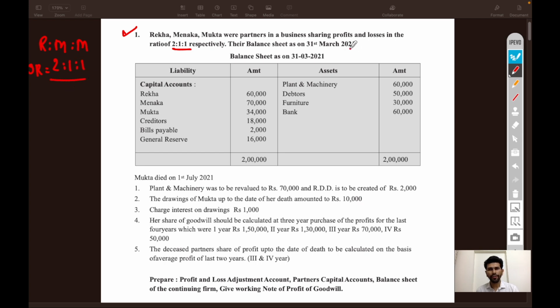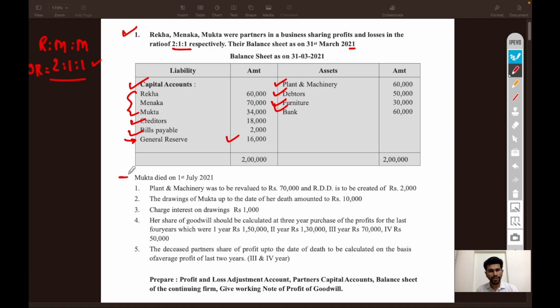Their balance sheet as on 31st March 2021 is given below. Balance sheet, assets and liability side. Plant and machinery, debtors, furniture and bank account are given. On the liability side, the capital accounts of all three partners, creditors, bills payable and general reserve are given. Remember, any type of reserve and surplus will be distributed among partners in their old profit sharing ratio at the time of recording entries.